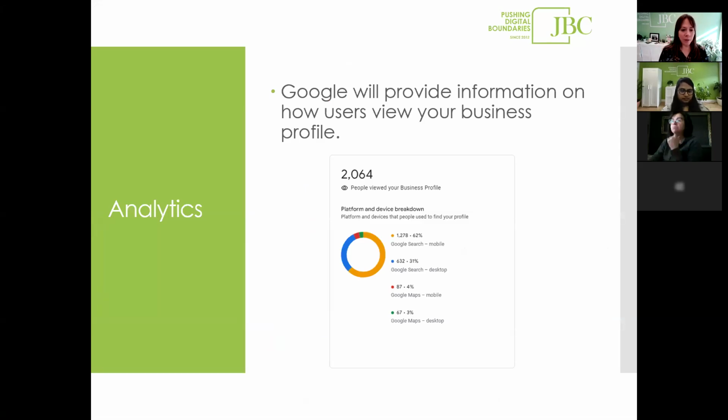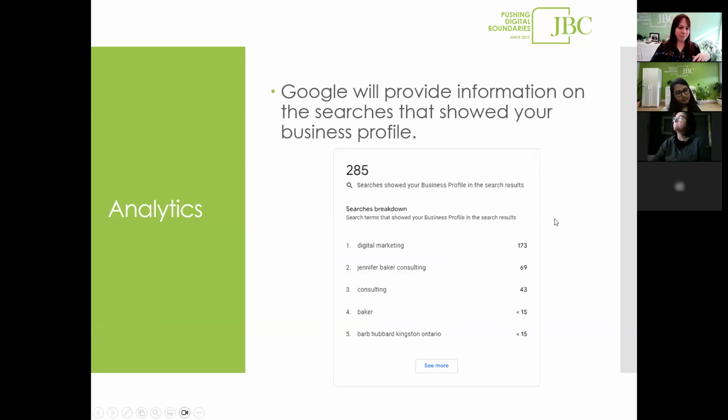So this many people, I think this is for my account, viewed my business profile, and this is what they were doing. They were on Google search on a mobile device versus a desktop. The majority of people are on their mobile device looking up whatever I do here, social media marketing. Then you can see people looking at Google Maps, so they maybe want to see where I'm located, maybe they're coming for a visit at the office, and then mobile versus desktop. I will bring up my account in a second. And then this is what people are actually searching for.